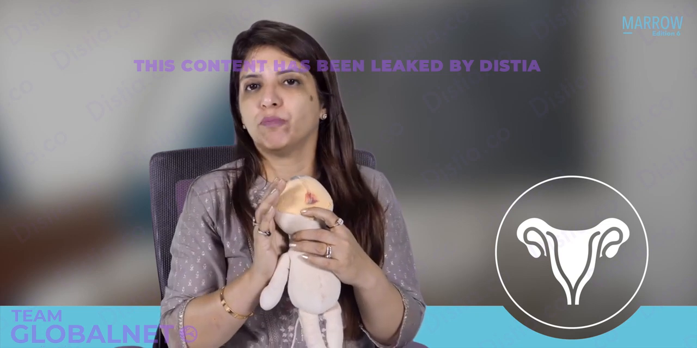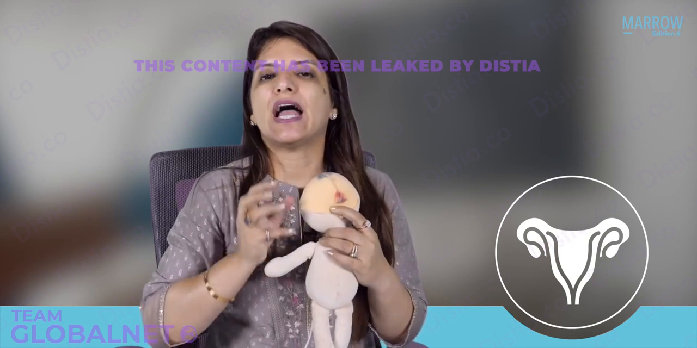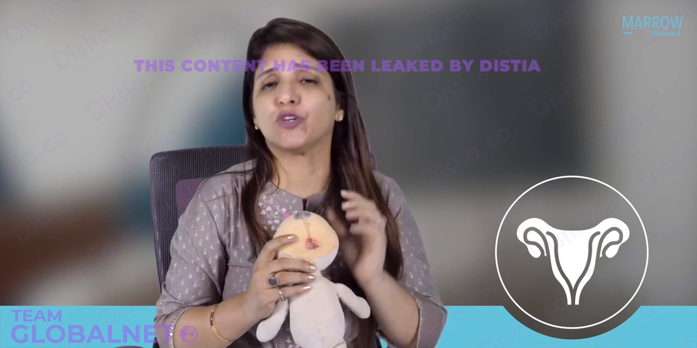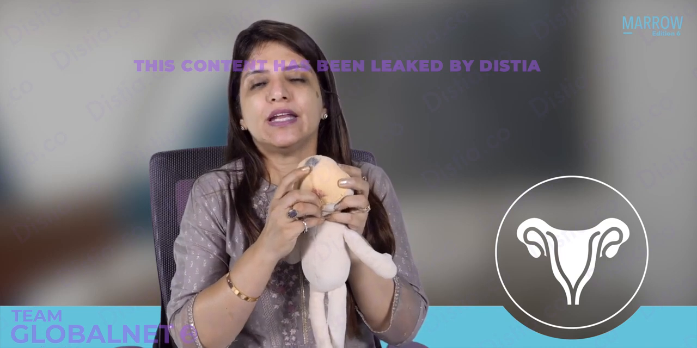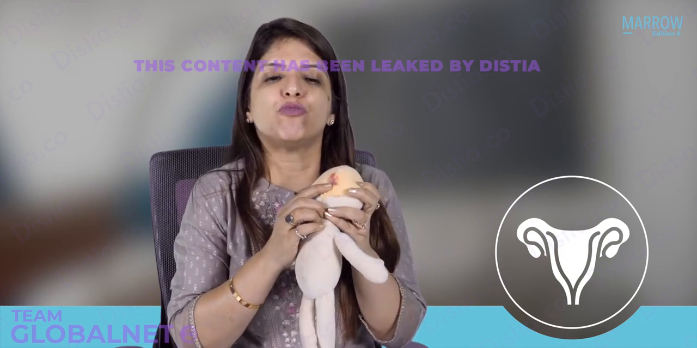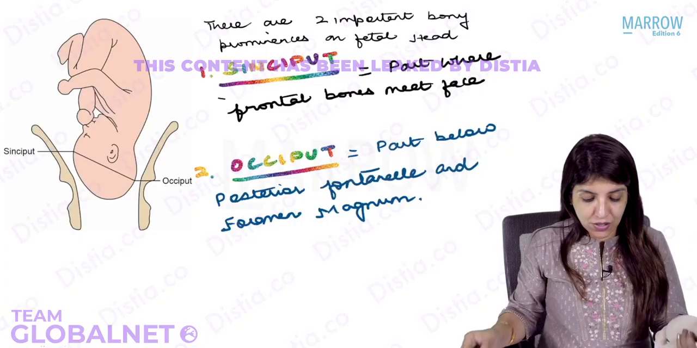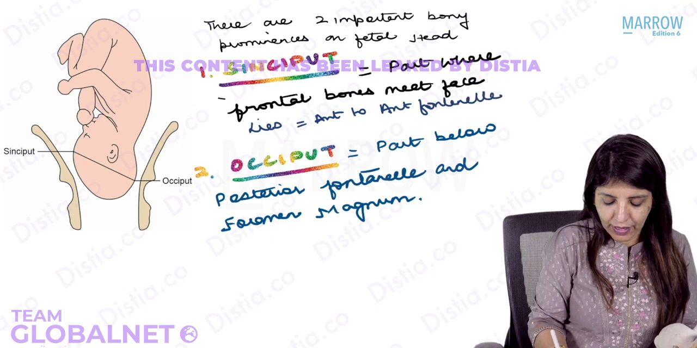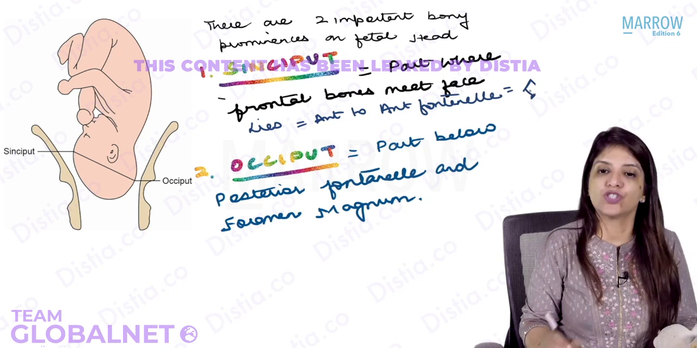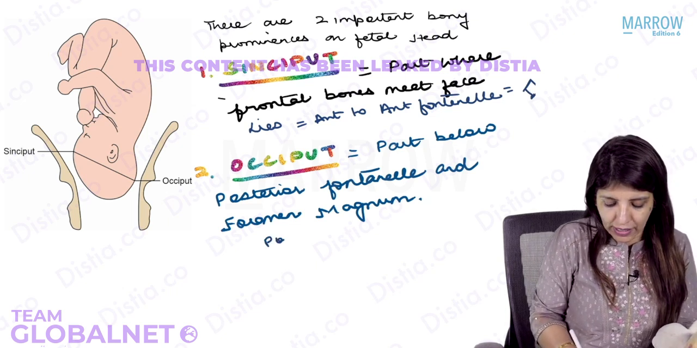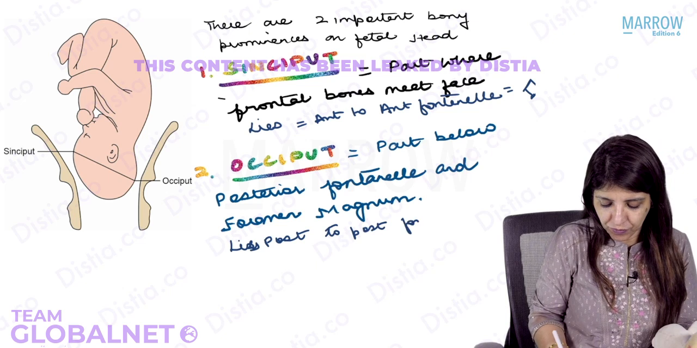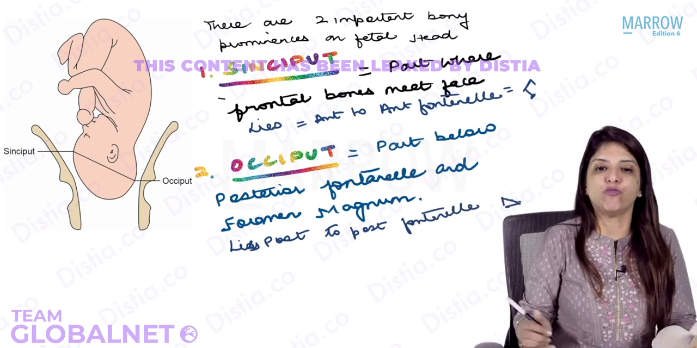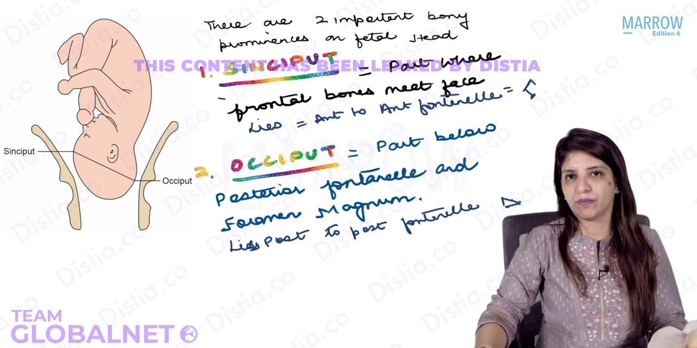Now, another very important point is that the anterior fontanelle and the posterior fontanelle have very different shapes, right? Anterior fontanelle is diamond shaped and posterior fontanelle is triangular shaped. So sinciput lies anterior to the anterior fontanelle, which is diamond shaped, whereas occiput lies posterior to the posterior fontanelle, which is triangular in shape, right?